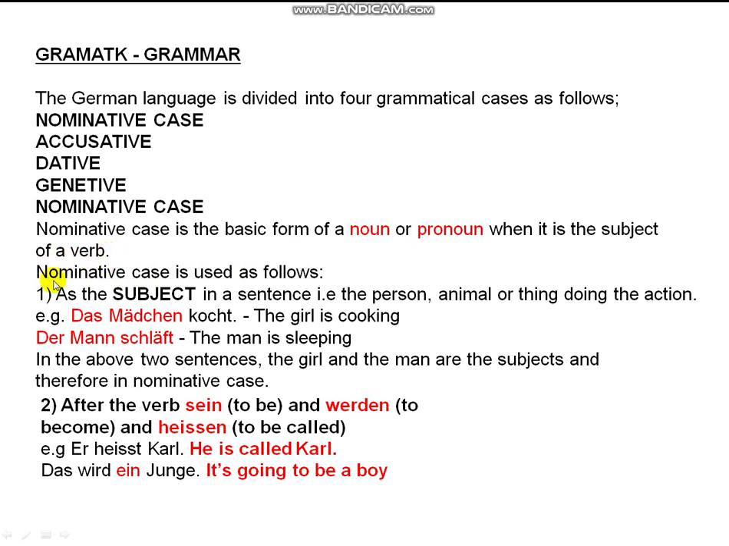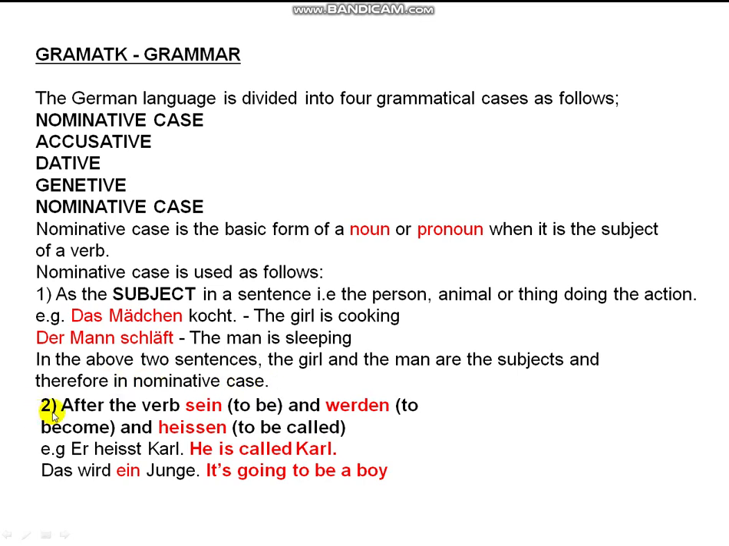Let's continue. Nominative case is used as follows. Number one, as the subject in a sentence, that is, the person, animal, or thing doing the action. For example, das Mädchen kocht. The girl is cooking. Or der Mann schläft. The man is sleeping. In the above two sentences, the girl and the man are the subjects and therefore are said to be in the nominative case.